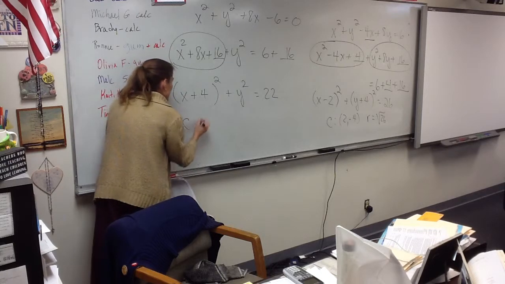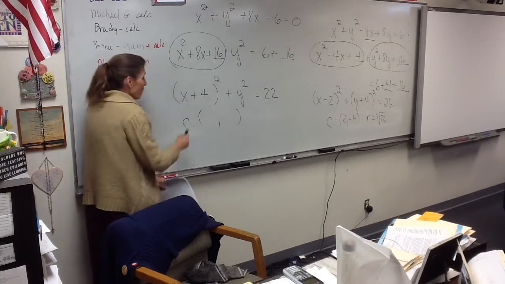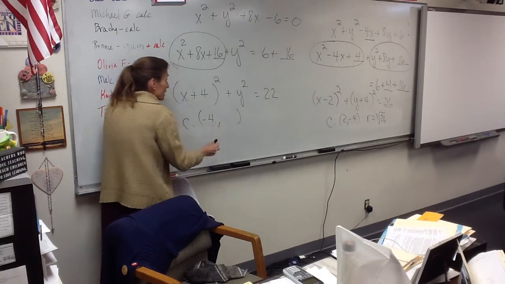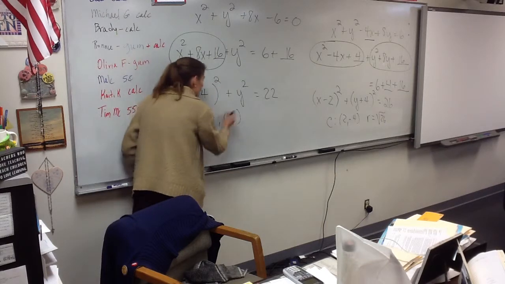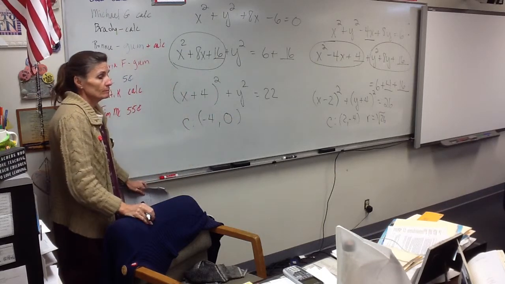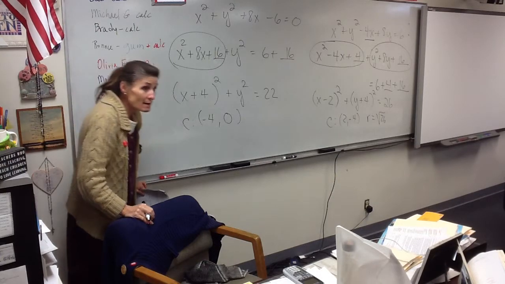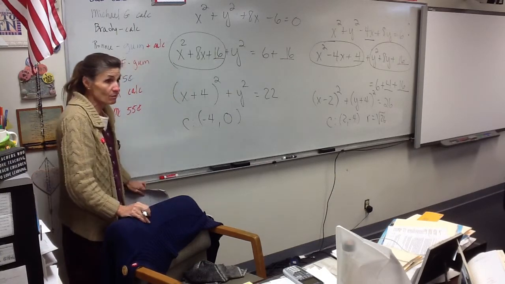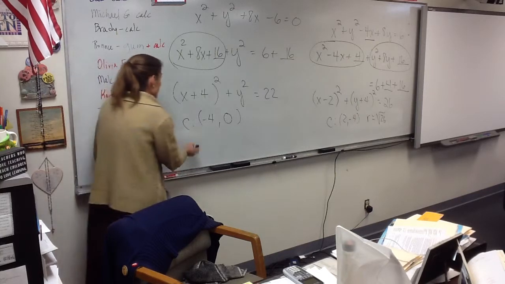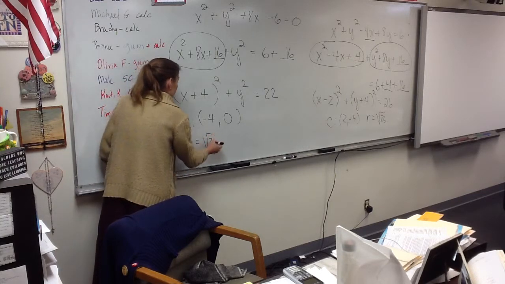What do you think that's going to do to your center now? Negative 4 comma 0. Exactly. If there's no y to pair it up with, it just stays right at 0. And what's your radius? Root 22.